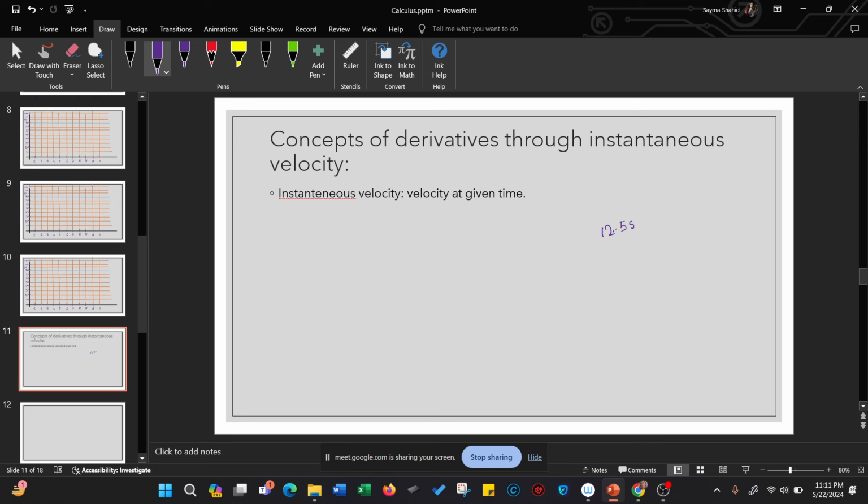So basically, a derivative is the instantaneous rate of change of a function. Here the function would be distance, and its derivative will be velocity.